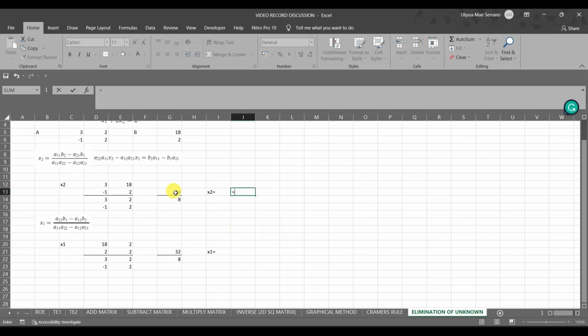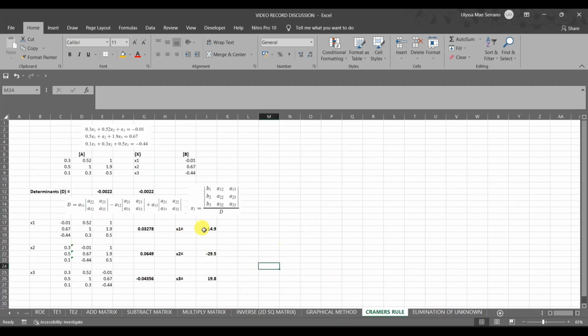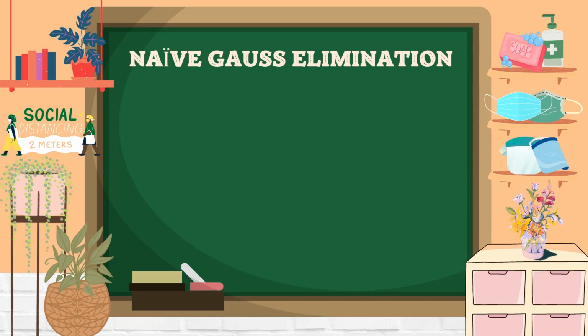So, this is simply the quotient. We have here 3 for x sub 2, and for x sub 1, this will be 4. We were able to find the point of intersection of two lines without using the graphical method. This is simply using the elimination of unknowns, which is similar to Cramer's rule: finding the determinants and substituting the columns with the values of B, depending on which values of x you'll be finding. Our next discussion is about naive Gauss elimination.